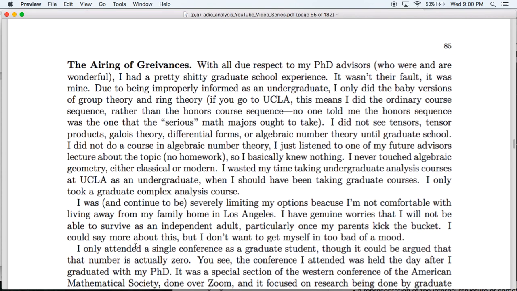It wasn't my advisor's fault, it was my fault. Due to being improperly informed as an undergraduate, I only did the baby versions of group theory and ring theory. If you go to UCLA, this means I did the ordinary course sequence rather than the honors course sequences. No one told me the honors sequence was the one that the serious math majors ought to take. I did not see tensors, tensor products, Galois theory, differential forms, or algebraic number theory until graduate school.